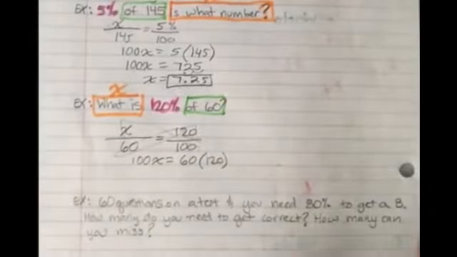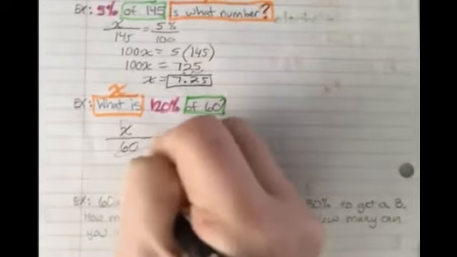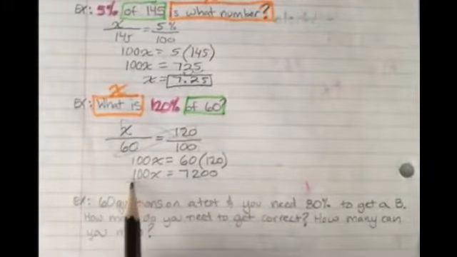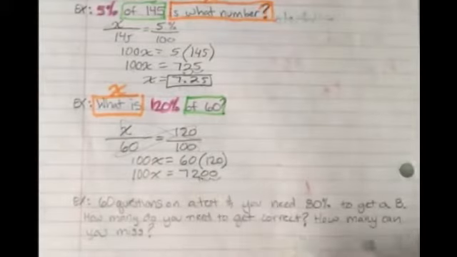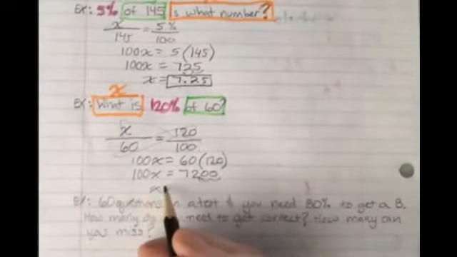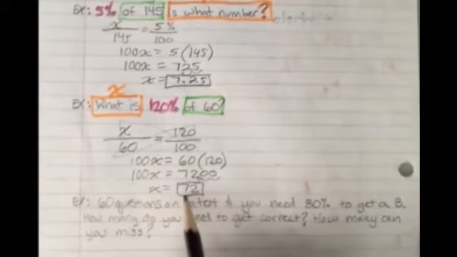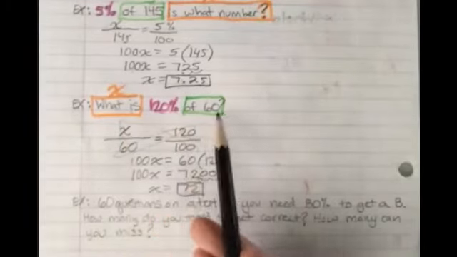Now, when you multiply that, you get 7,200 equals 100x. And then you need to divide by 100, divide by 100. Dividing by 100 is moving 2 place values left. So then x equals 72. This is the part. That means that 72 is 120% of 60.